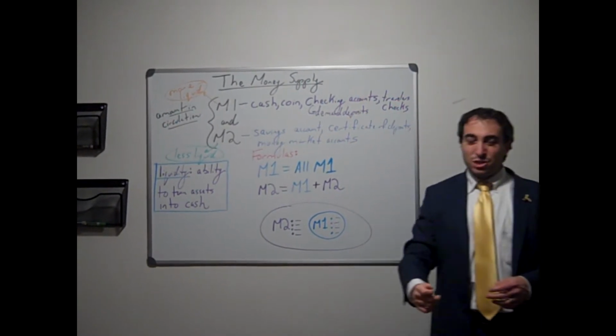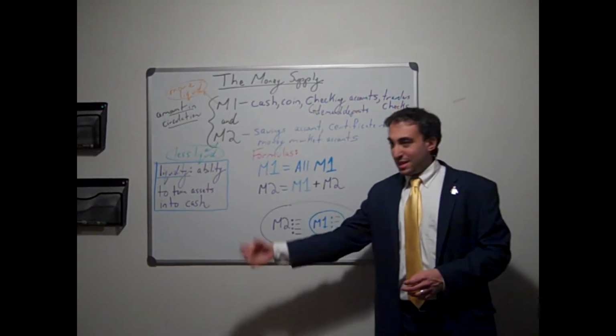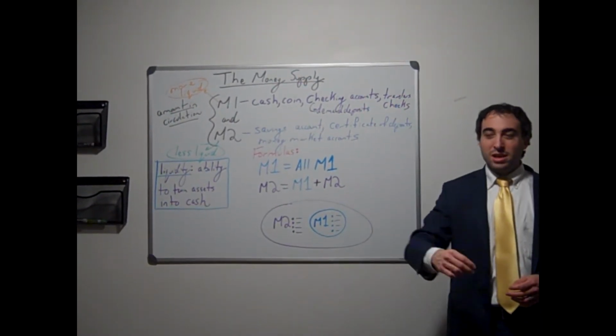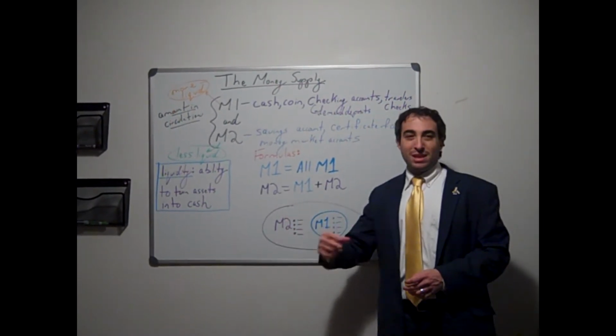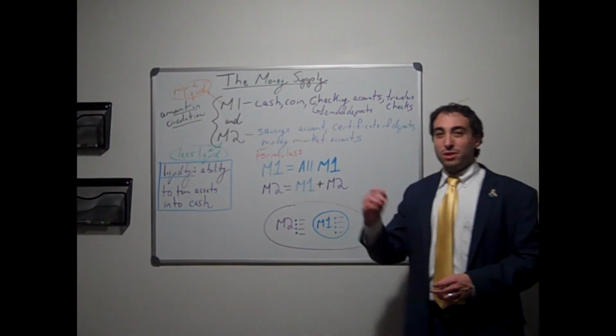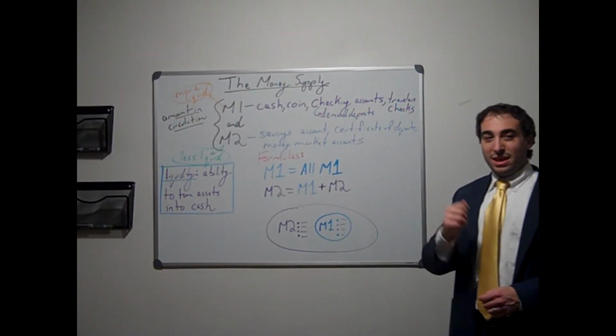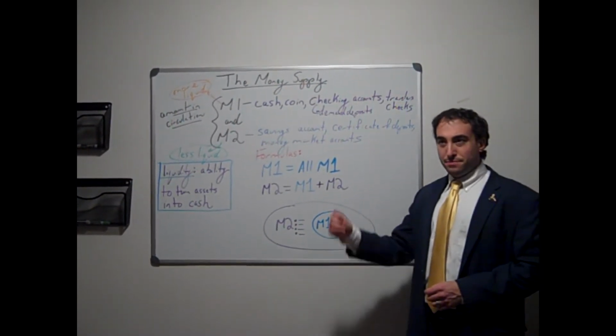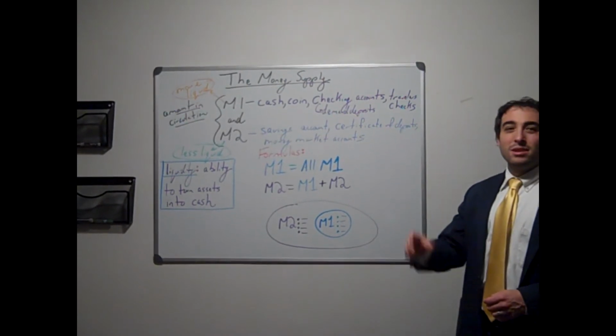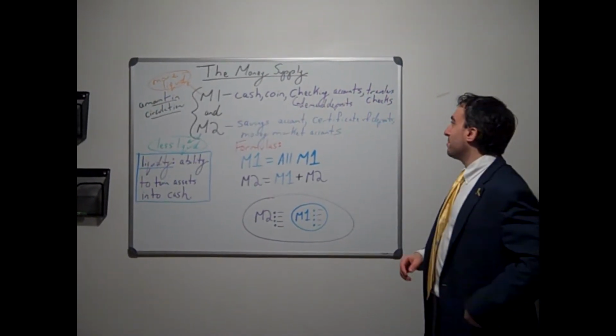You can write a check against your checking account, turn it directly into cash, or use your debit card and directly access your checking account. When you use your debit card, you are turning that money directly into cash. You're withdrawing money from your account, and now it becomes cash.